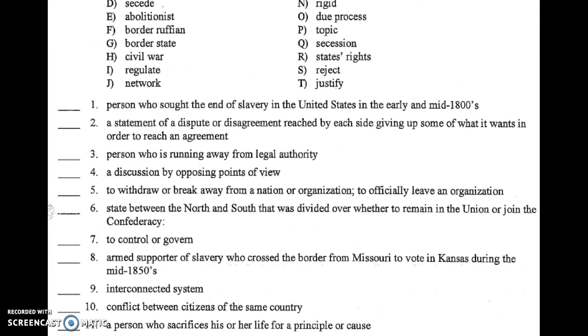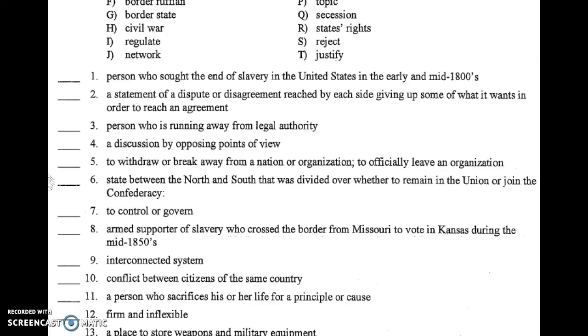Here are your definitions or descriptions. Number 1, this is a person who sought the end of slavery in the United States in the early and mid-1800s. Number 2, this is a statement of a dispute or disagreement that's reached by each side giving up some of what it wants in order to reach an agreement.